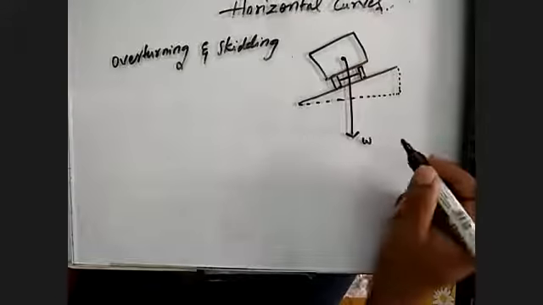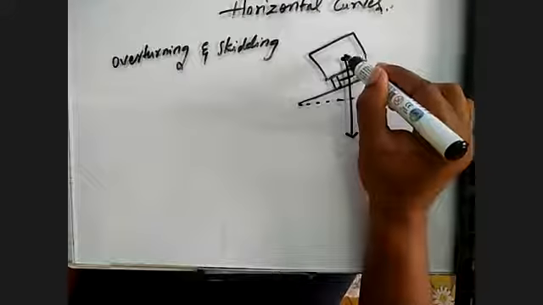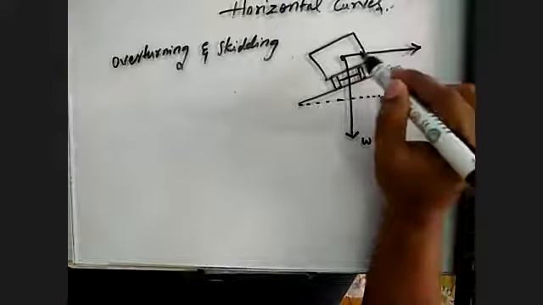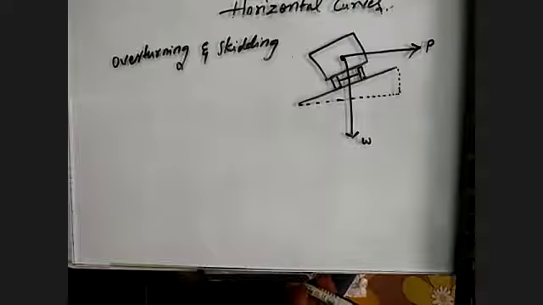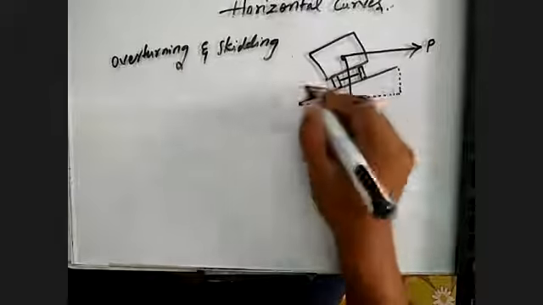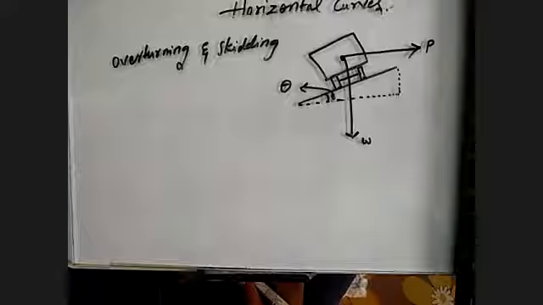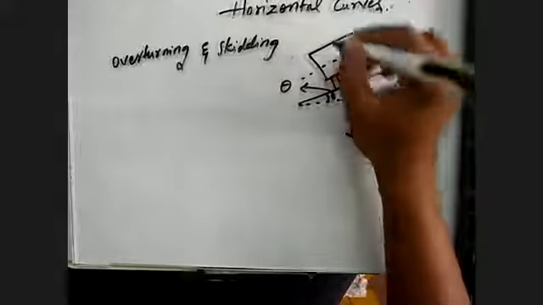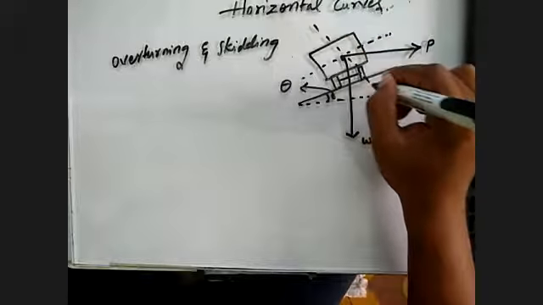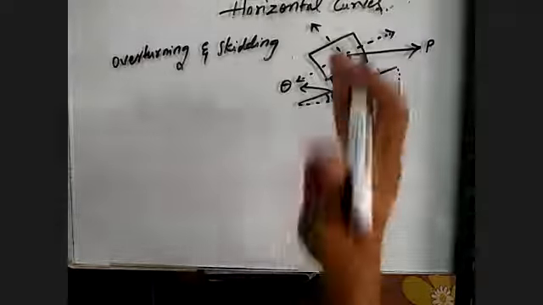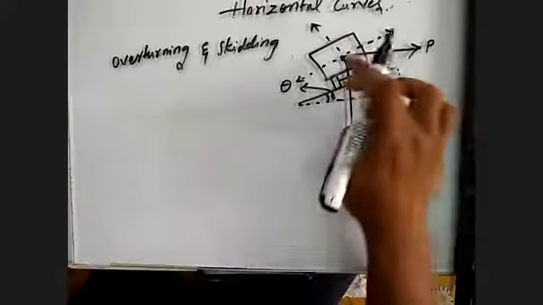That is W, and the centrifugal force will be acting perpendicular to the weight. This is the centrifugal force acting on this. Let us assume that we have raised the edge to an angle theta. This is theta. While resolving the forces with respect to the plane, we'll get forces like this. So these are the forces. Weight is acting downward, and centrifugal force is acting horizontally.